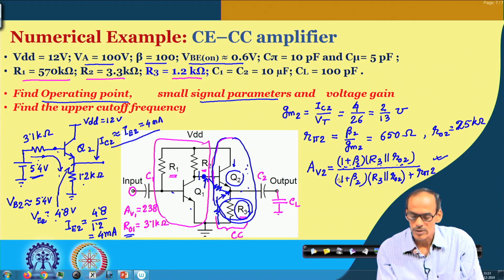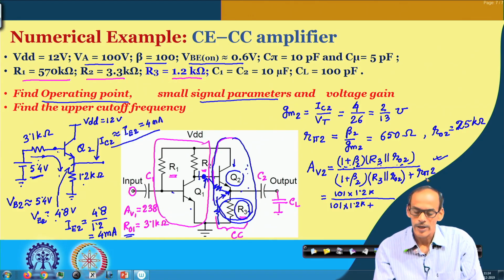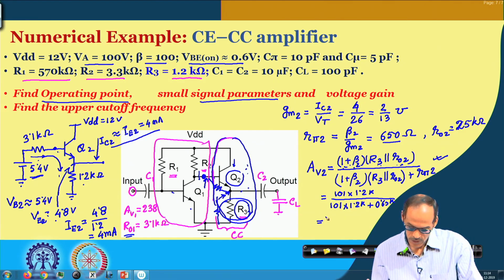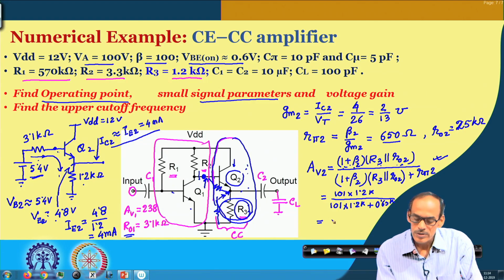But anyway, you can consider the numerical values, so this is 101 multiplied by 1.2 k, and then we have 101 into 1.2 k plus r pi 2, which is 0.65 k. So, that is giving very close to 1. In fact, I have the calculation for you. It is coming 0.995.